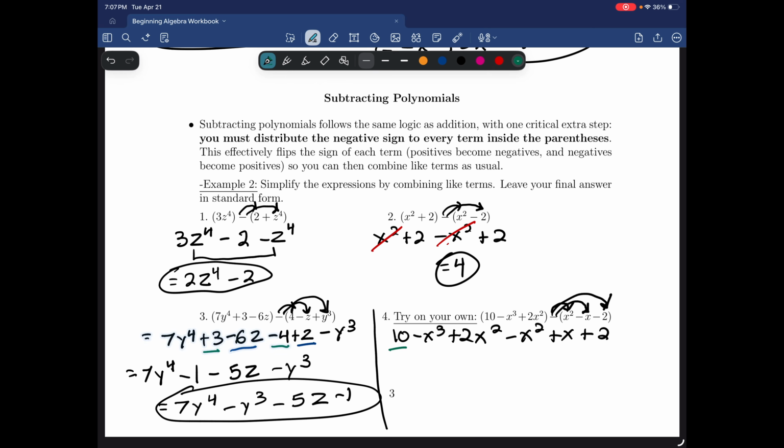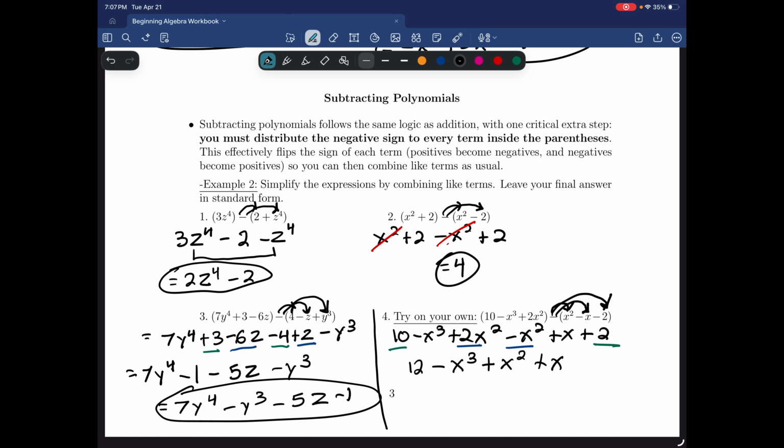We have a 10 here, a 2 here. We have 2x squared, a negative x squared, and beyond that, we don't have any more like terms. So let's combine our like terms. 10 plus 2, that is 12. And then we're going to carry along that negative x cubed. 2x squared minus x squared just gets you a positive 1x squared. And then we're going to carry along this plus x.